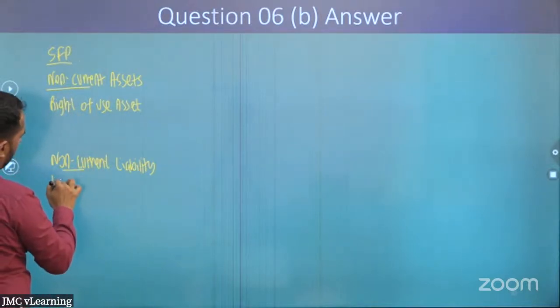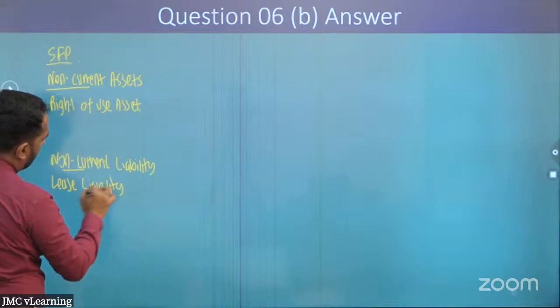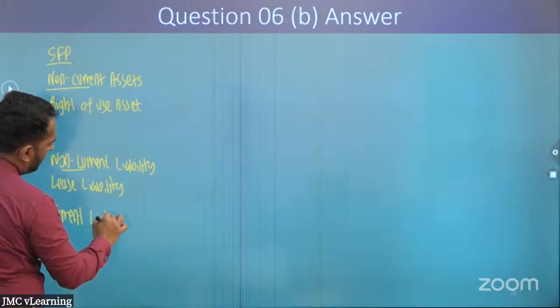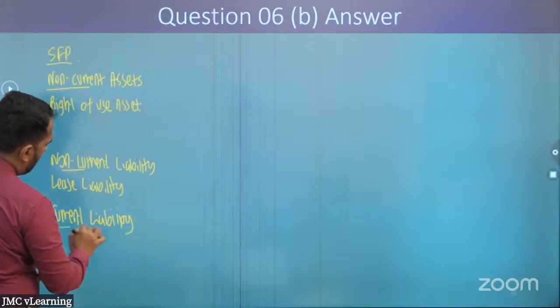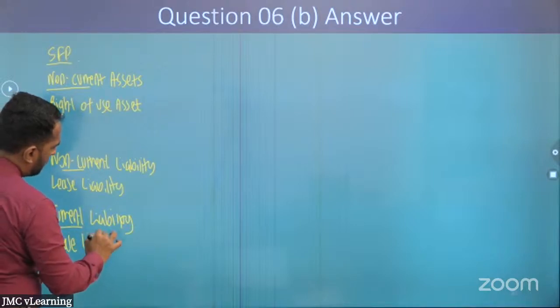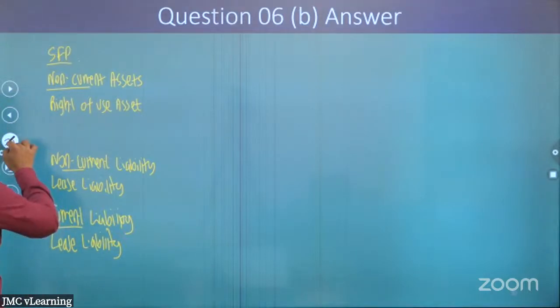Under the non-current liability, you have the lease liability. Then the current liabilities. Under that even you have the lease liability. Okay, right. So this is what you are going to prepare.